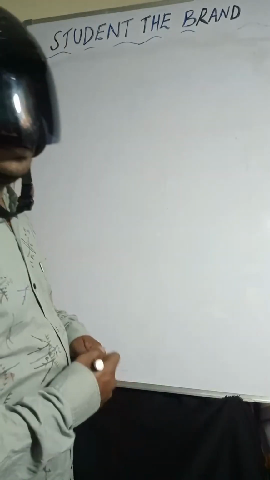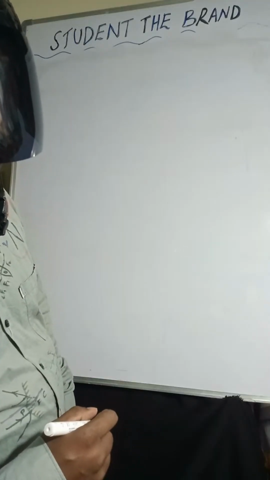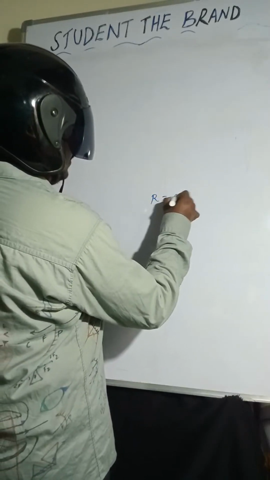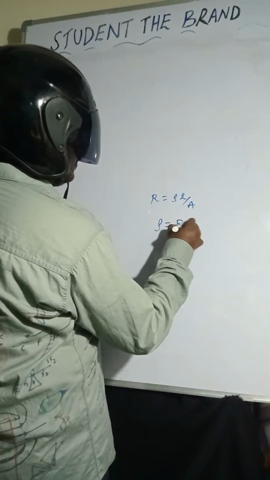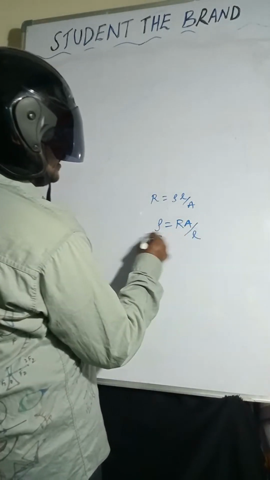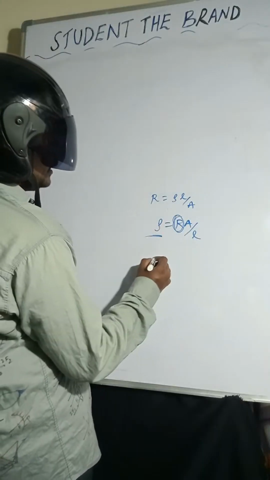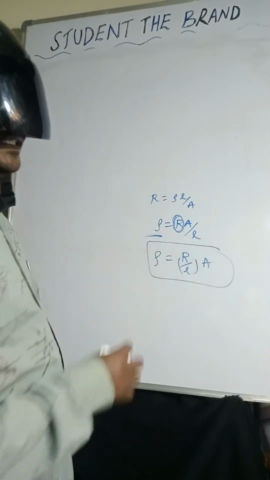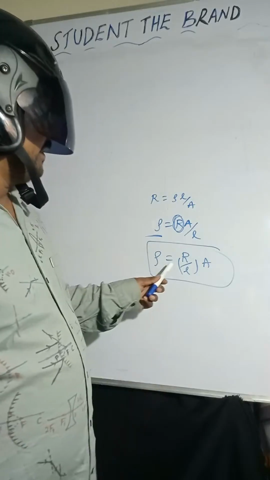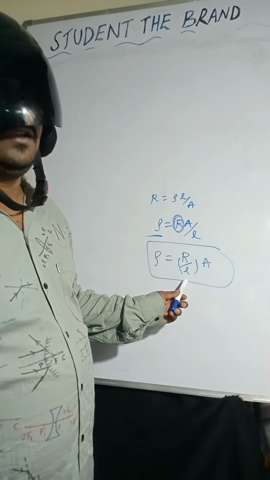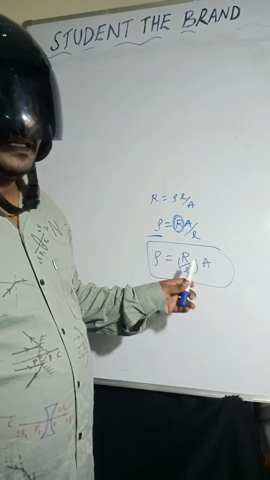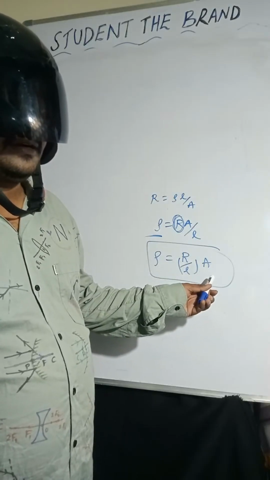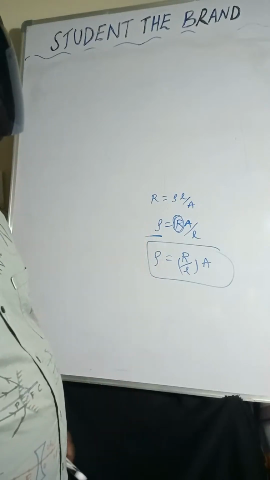Resistivity: R equal to rho into L by A, so rho equal to RA by L. Resistivity is equal to the resistance of the conductor per unit length, R by L into A. Resistivity is equal to the resistance of the conductor per unit length and unit cross section area, right? So this is about resistivity.